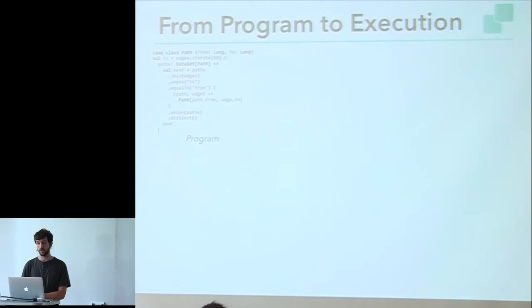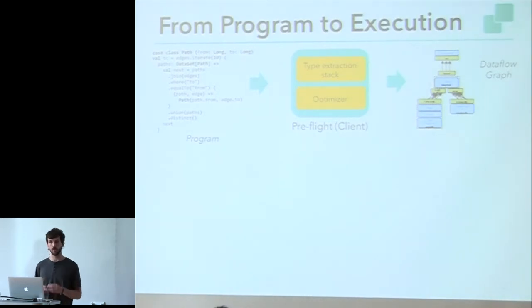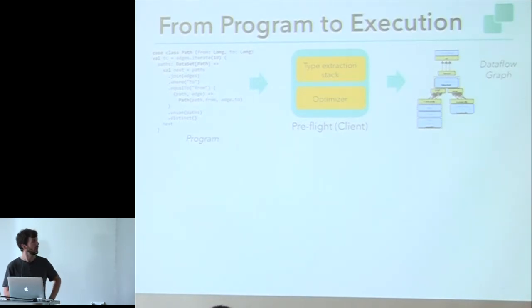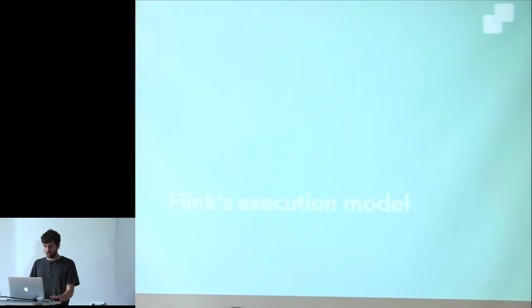And how does this look when we put all this together? We have your program, you write it in your favorite IDE, and then the client phase, which we call the pre-flight phase, extracts the types, figures out how to efficiently execute your program, checks your data and execution strategies, and optimizes them, generates the data flow graph, and hands it on to the job manager. The job manager takes care of the whole execution and the scheduling, and the task managers do the actual work. Okay, that was a really rough overview of how Flink's architecture looks.